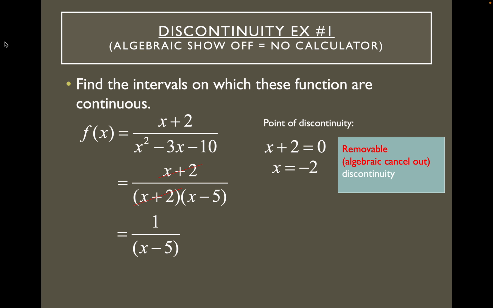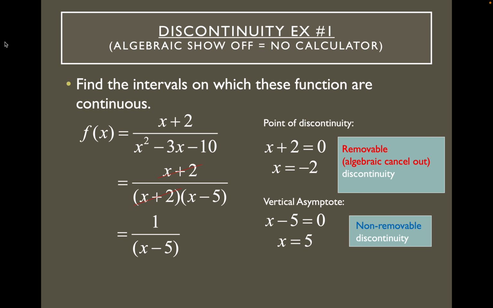And the x minus 5, I cannot do anything about that. It's still my denominator, so I just need to watch out for that. x cannot equal 5, and that is my non-removable discontinuity. So the vertical asymptote, when we graph that, you will see that nicely. Those will be the two gaps in the picture, okay?